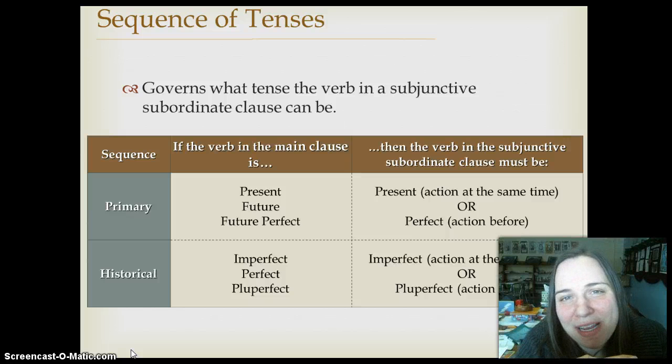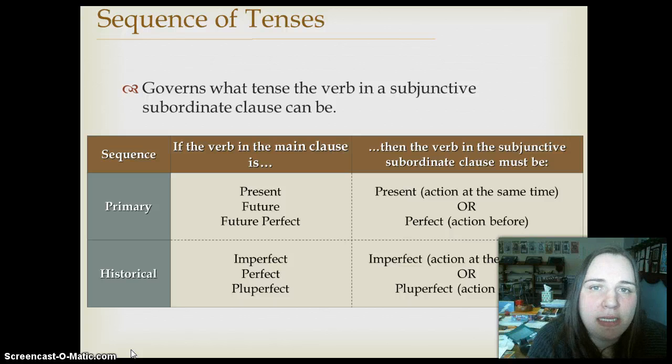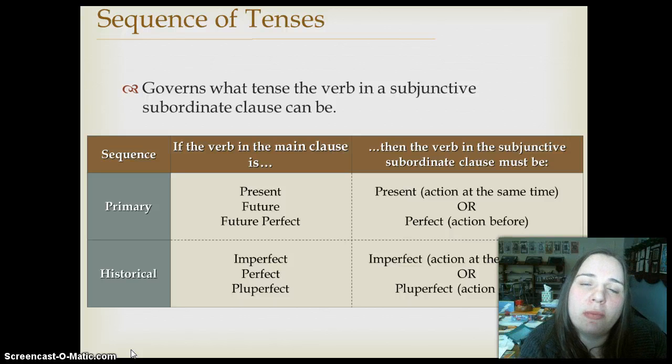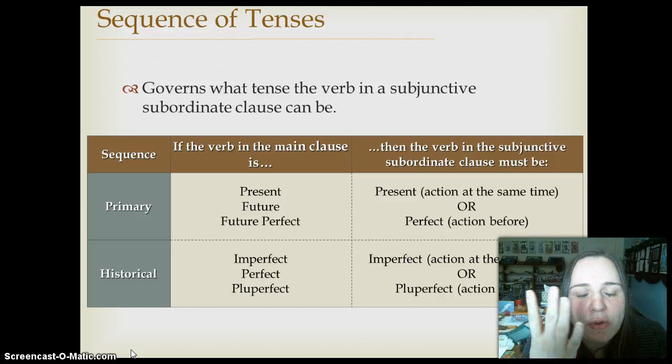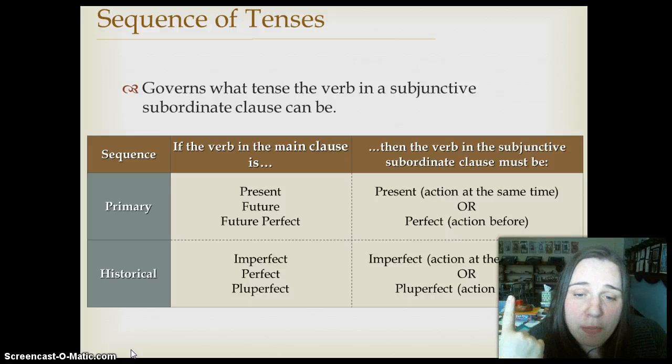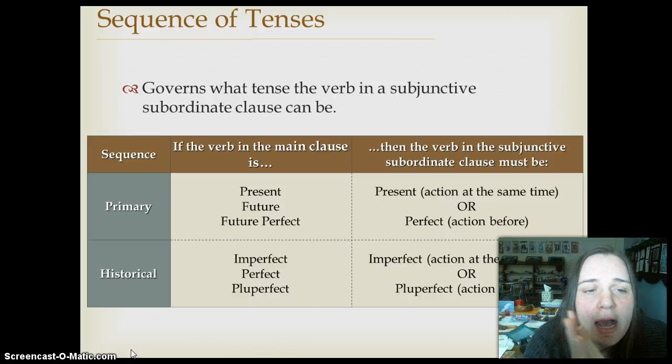The next thing I want to talk about is the sequence of tenses. Now, like I said before, the sequence of tenses governs what tense the verb in a subjunctive subordinate clause can be. Just a little review. Remember that you know 4 tenses of the subjunctive at this point, and actually that's all there is: present and imperfect, perfect and pluperfect, okay?